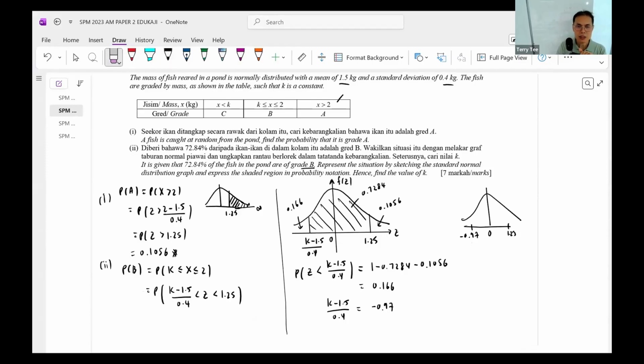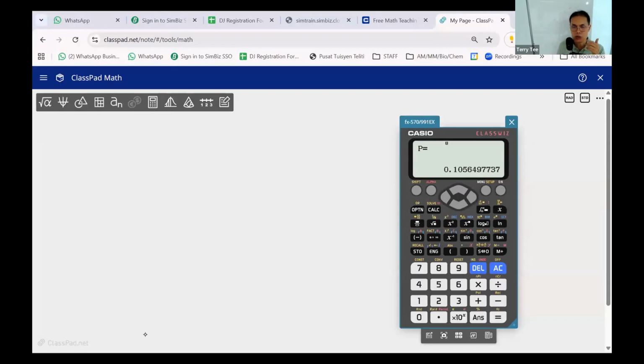Another option, if you have this calculator, let me show you here. We already know the probability is 0.166.